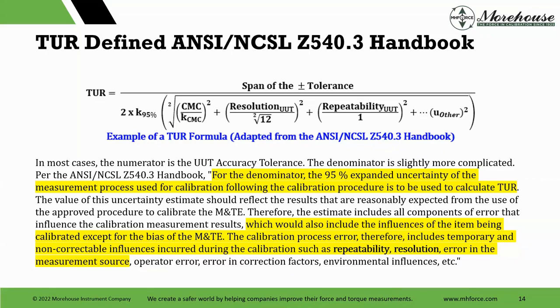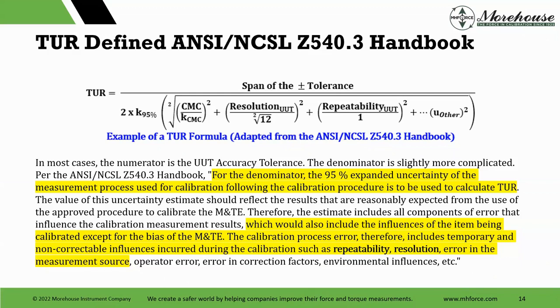Now, talking around this, sometimes you won't get the repeatability of the UUT because it was used when the lab calibrated their CMC. They're calibrating a like device, and they can kind of substitute that in. But that gets on the edge of things too. Resolution is there, the resolution of the UUT, and I'll show you why we have resolution later. And then the error in the measurement source, operator error and correction factors, and that's where we put the other.